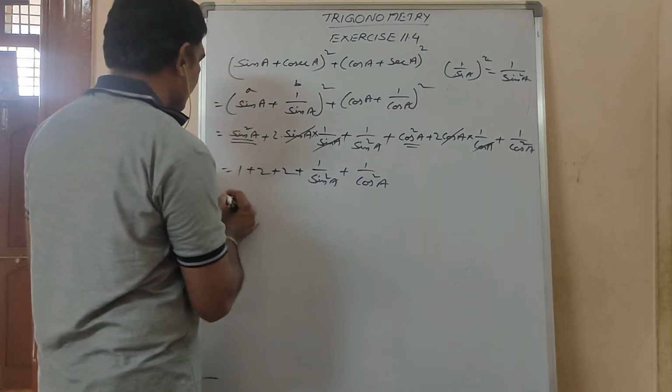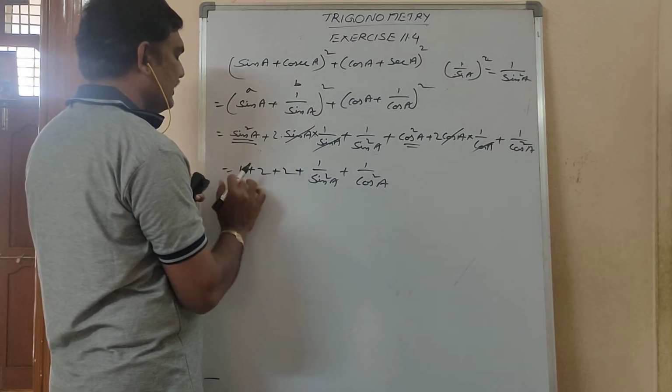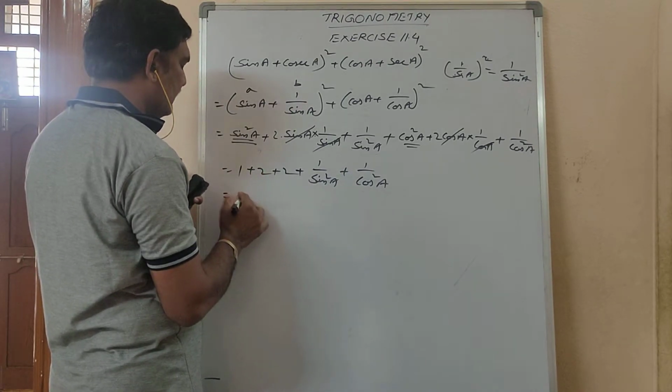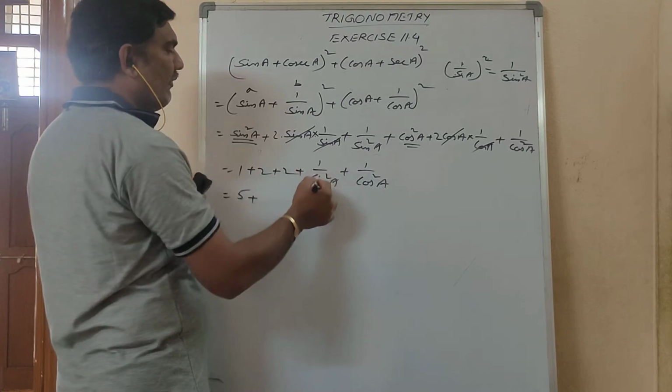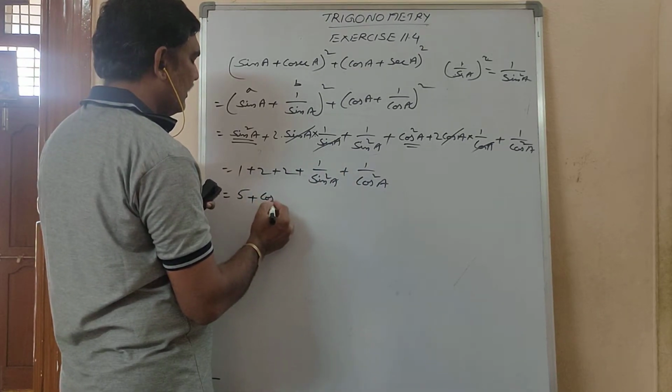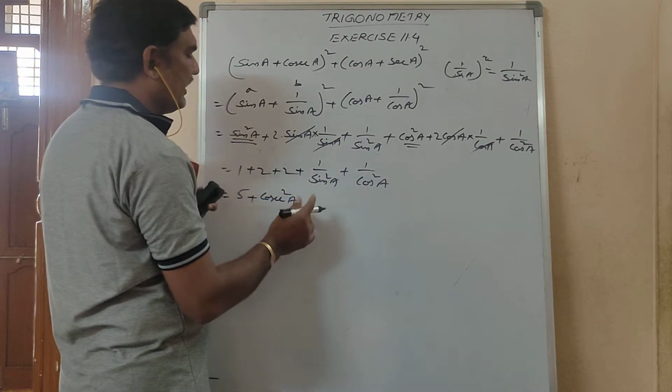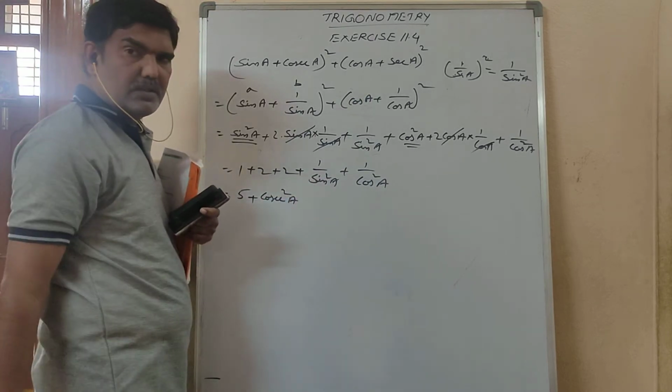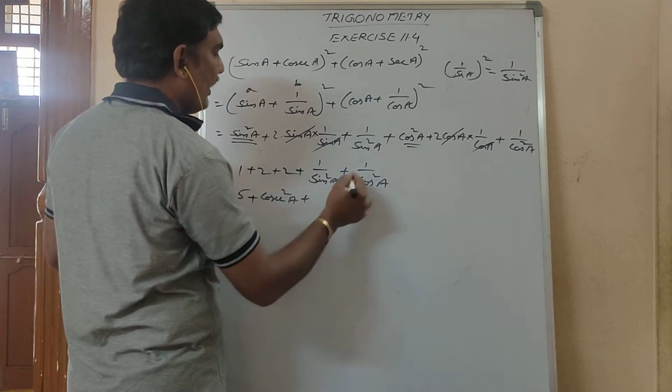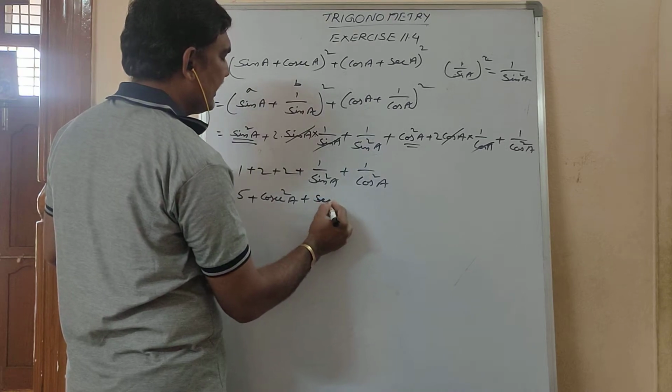Now what do you have to do? 1 plus 2 plus 2, these three are numbers, you can add them. It is 5, plus 1 by sin square A, which is cosecant square A, since the reciprocal of sin is cosecant, plus 1 by cos square A, which is secant square A.